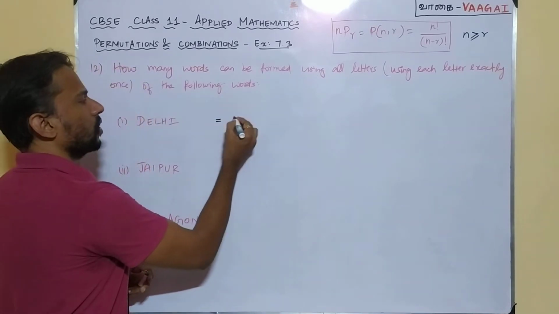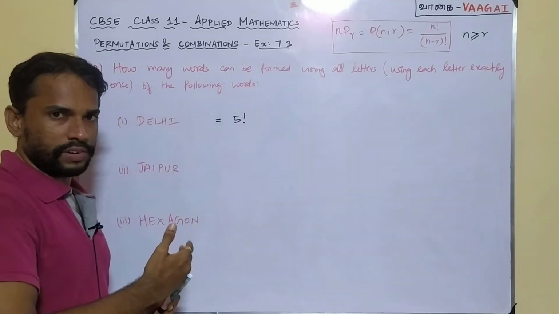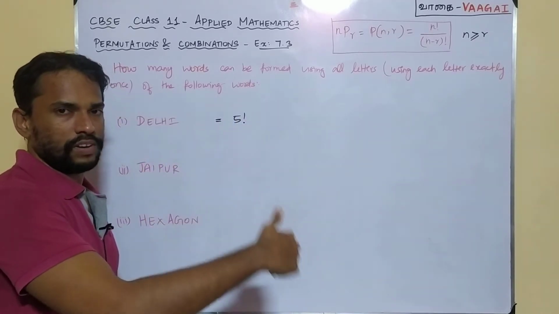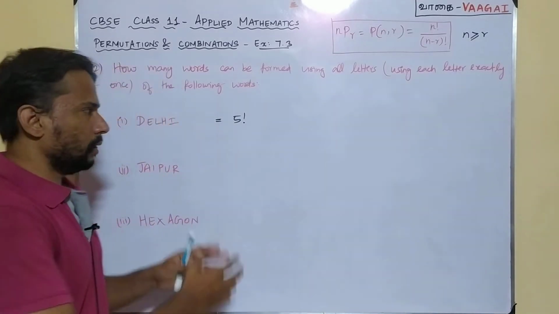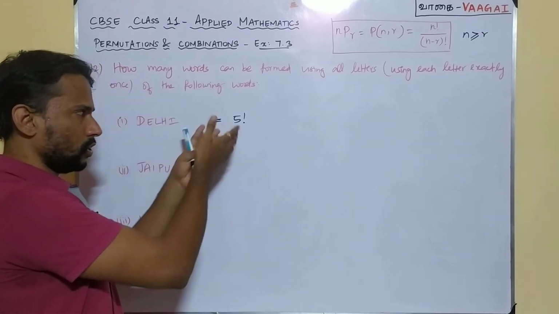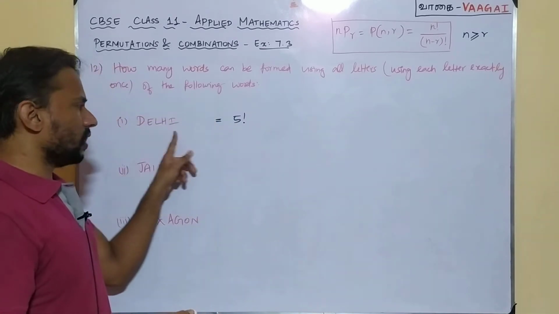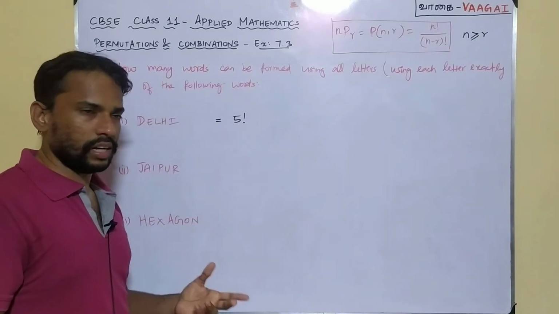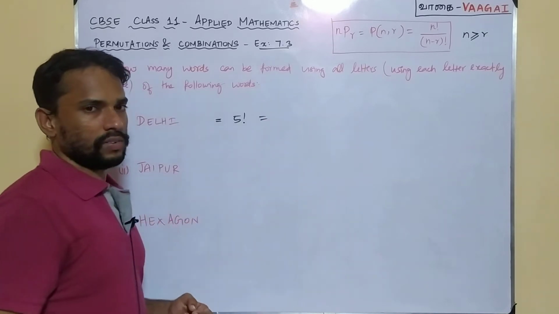That's it. If you want to expand it, you will have for the first slot 5 ways, second 4 ways, third 3 ways, then 2 ways, 1 way. This is the expanded form, but I'm writing it in the shortest way possible. So 5 factorial, that's it. Since we have 5 letters and all the 5 letters are distinct, 5 factorial is going to be the answer. Very simple. So 5 factorial, what is the value of 5 factorial?